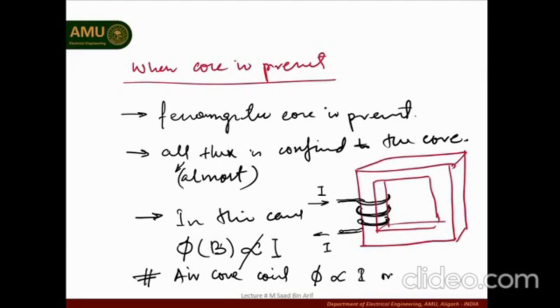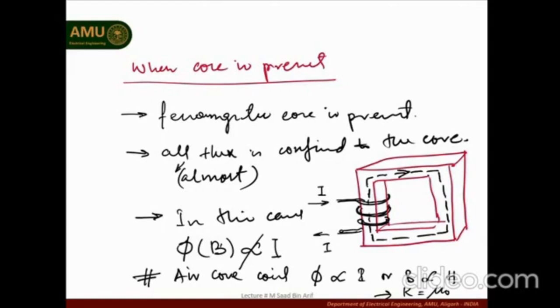Unlike the case that when there is no core, that is air core coil, there you will find that if we increase the current, the flux increases. So in air core coil, the flux is proportional to I, or you can say the magnetic flux density B is proportional to H, and K is here basically proportionality constant, mu naught.